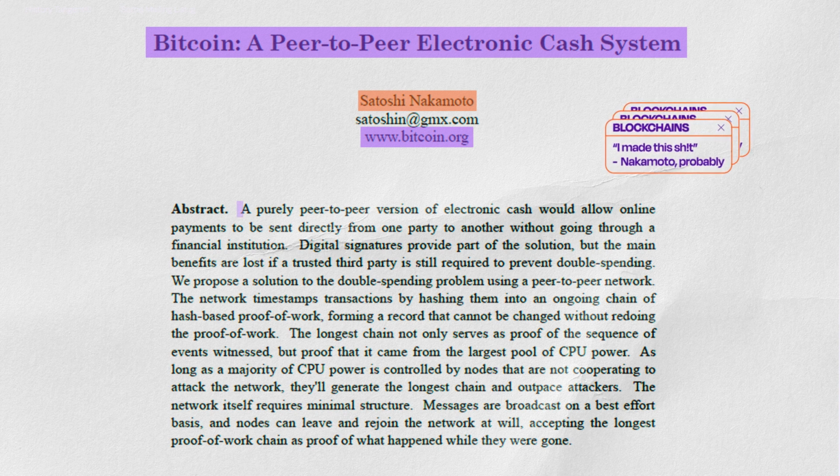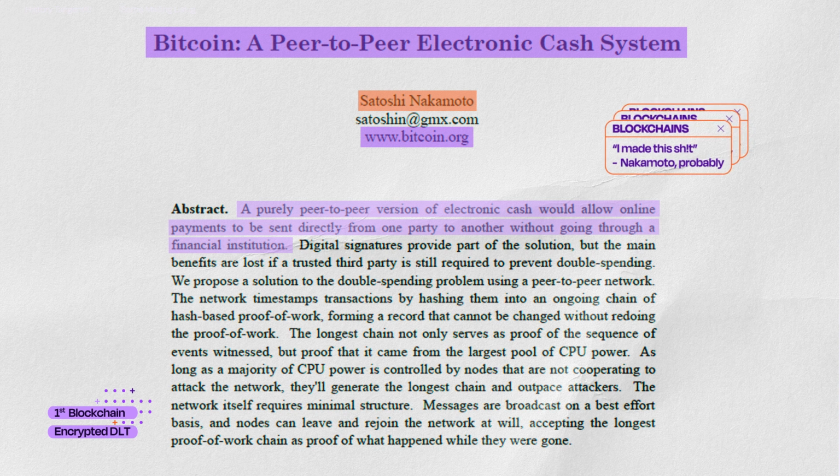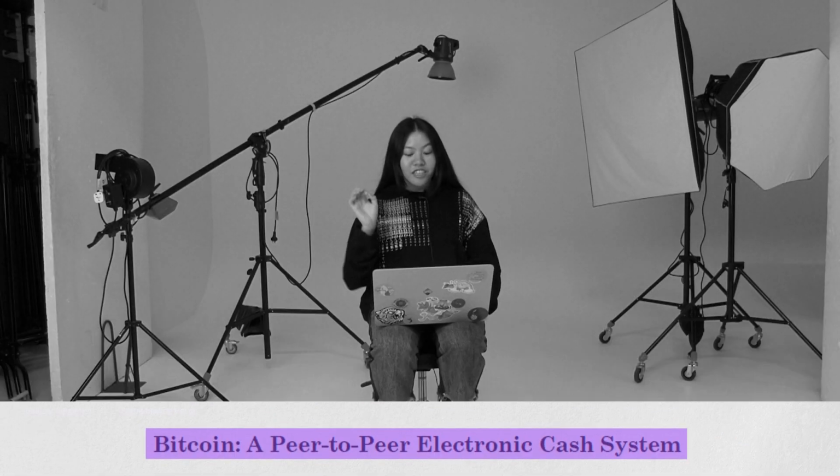Their intention: a purely peer-to-peer version of electronic cash that would allow online payments to be sent directly from one party to another without going through a financial institution. The result, the first blockchain and encrypted distributed ledger technology. The defining features of blockchains are distribution, encryption, and anonymity.